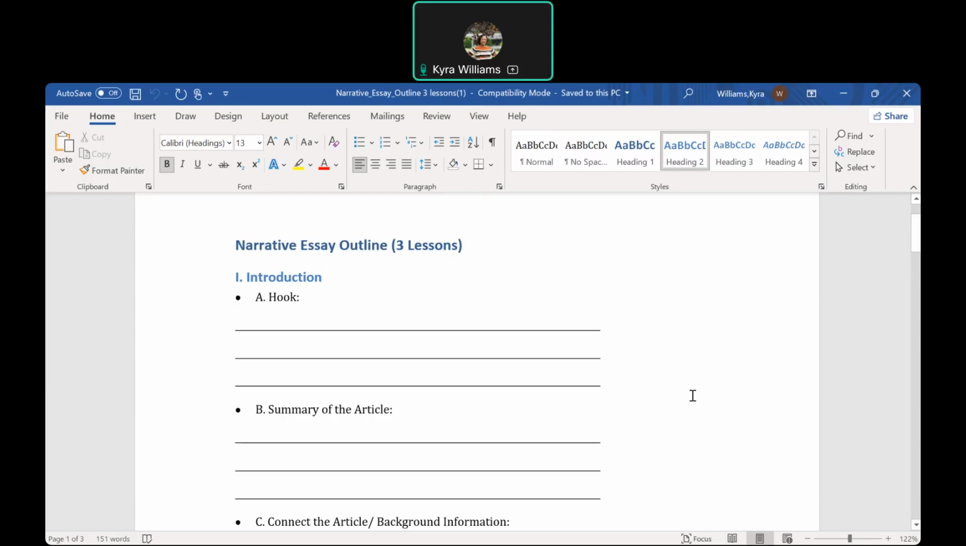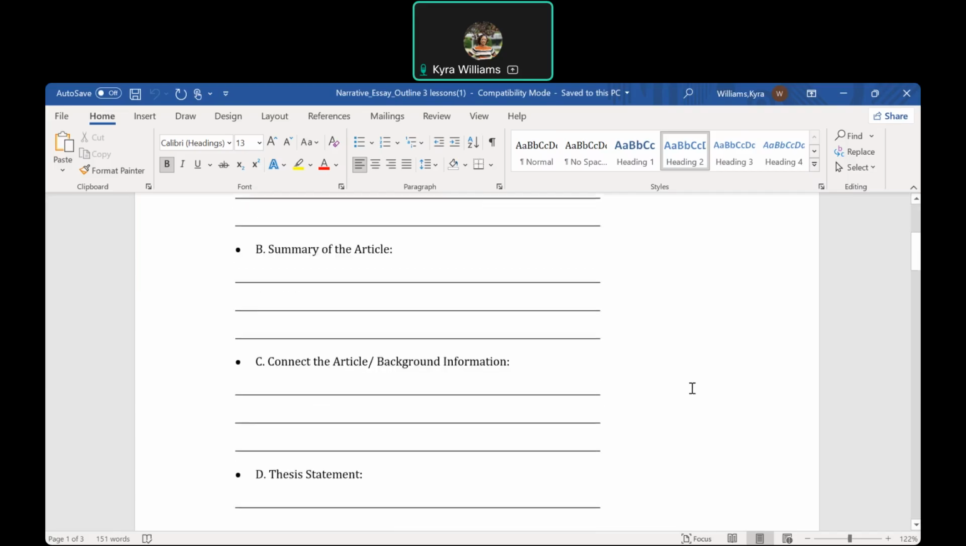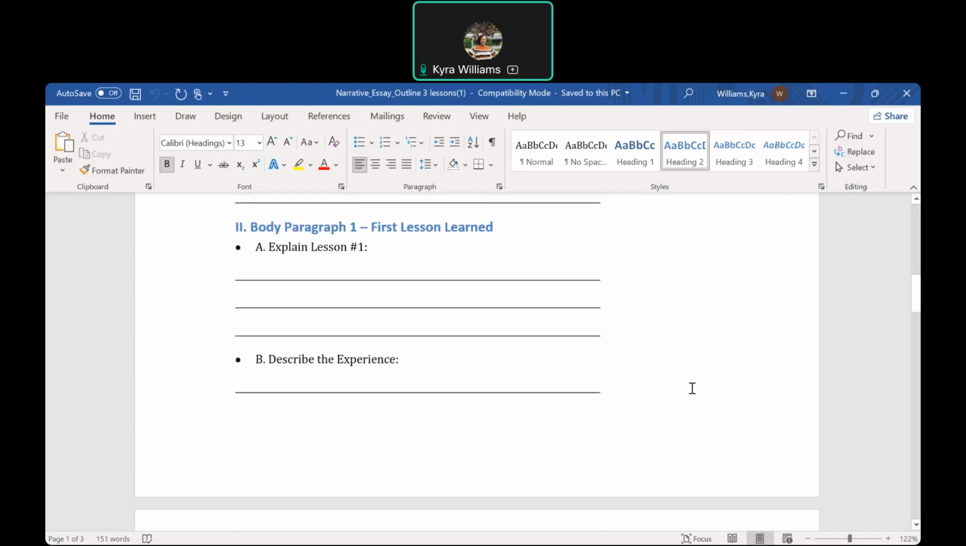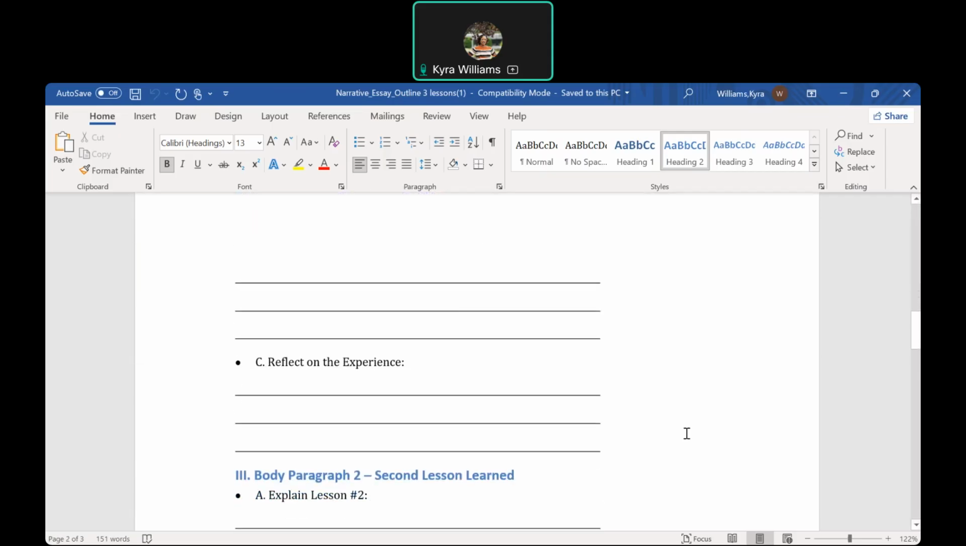As mentioned earlier, the introduction is the same whether you focus on 1 lesson or 3 lessons. So I'm going to skip to the body paragraphs. If you are presenting 3 lessons that you learned about yourself, then your first body paragraph is going to give the first lesson. You will then describe an experience from that lesson, something that illustrated that lesson for you. And then you're going to reflect on the experience, again, telling how or why you were taught that particular lesson, how that experience helped you understand or comprehend this lesson.